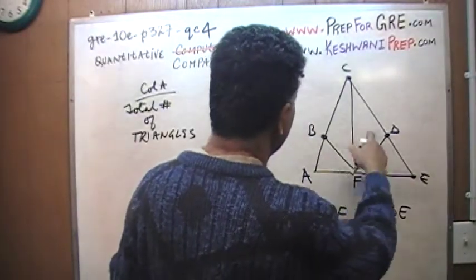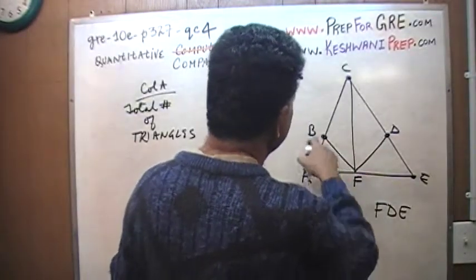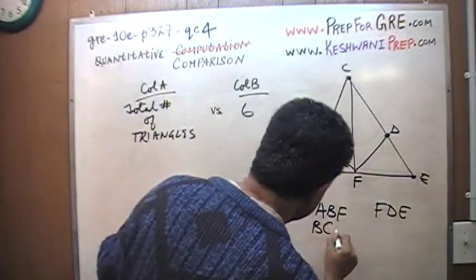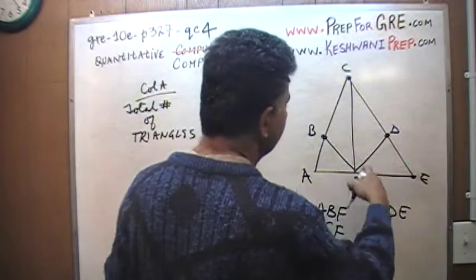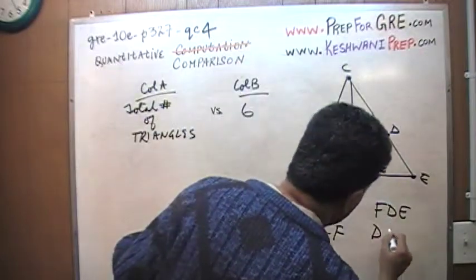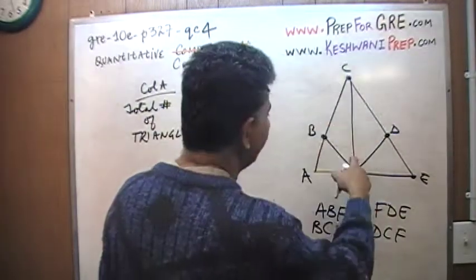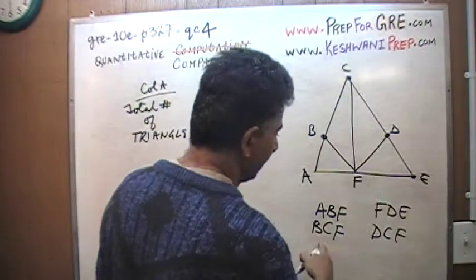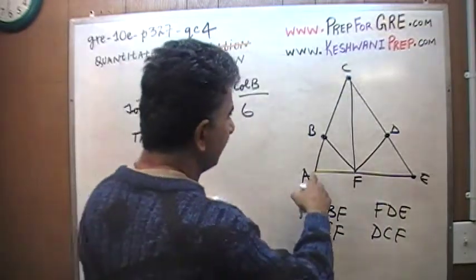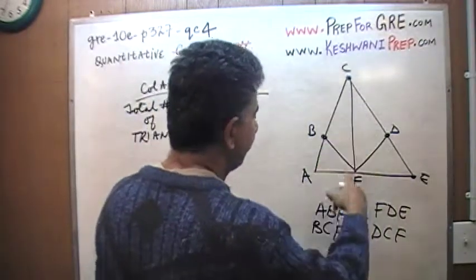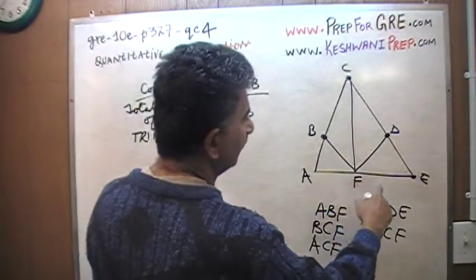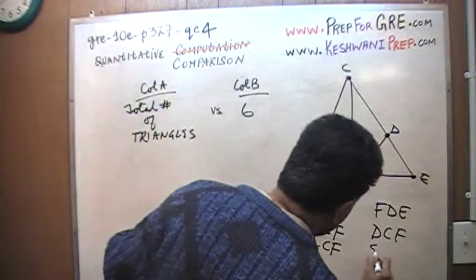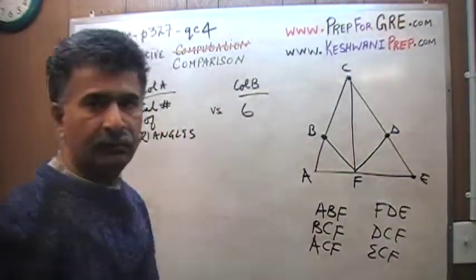Let's take care of these two triangles. So I have BCF, and let's take care of the symmetry, which is DCF. BCF and DCF. Now let's take care of this other triangle, ACF. Let's take care of the symmetry, which is ECF. So that takes care of all the symmetry.